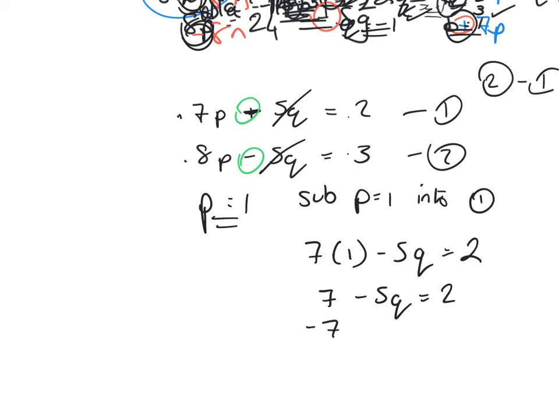I'm going to get rid of 7 from both sides. Minus 5q equals minus 5. I'm now going to bring the minus 5 down and divide. Q equals minus 5 over minus 5. Anything divided by itself is 1. Final answer, p equals 1, q equals 1. Okay, let's try another.